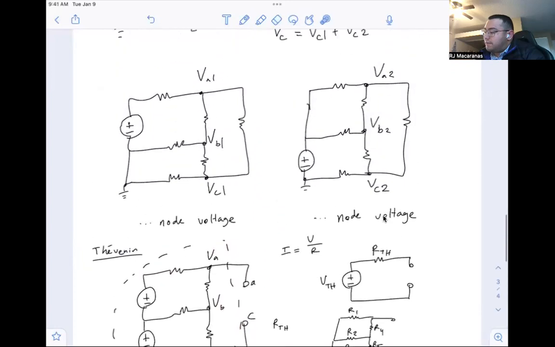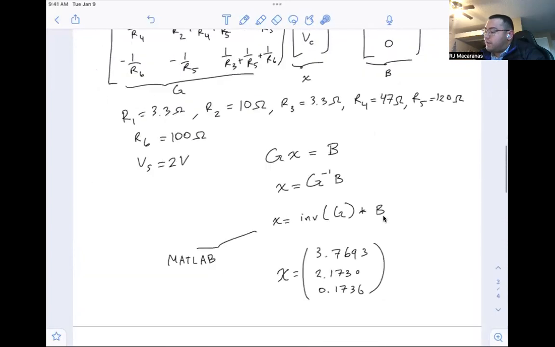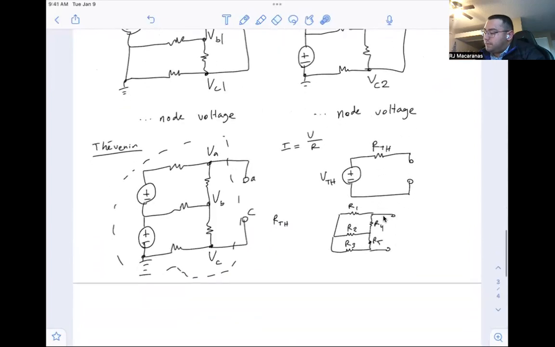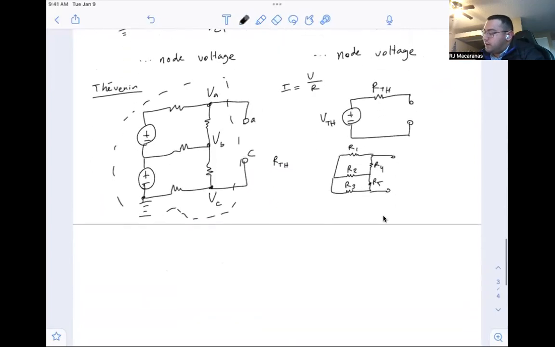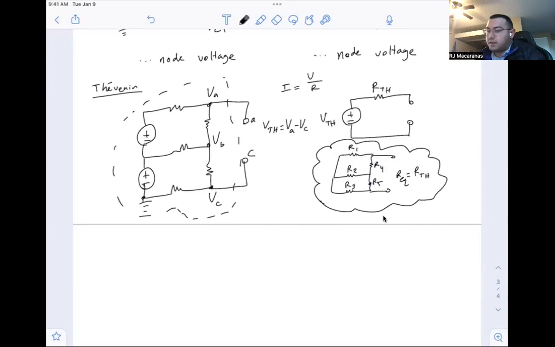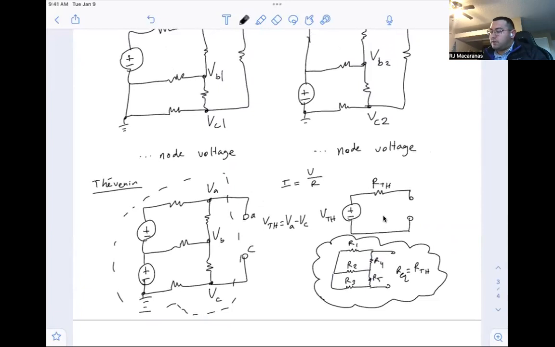Which in our case, from step one, we've already found VA and VC. So V Thevenin, right, R Thevenin is the equivalent resistance here, and V Thevenin is VA minus VC, right? The difference between A and C. And I think that's all I wanted to talk about as far as the exploration is concerned.